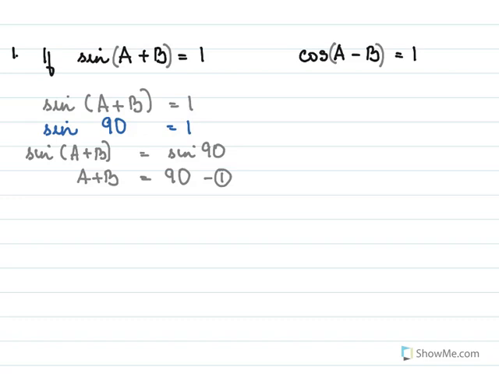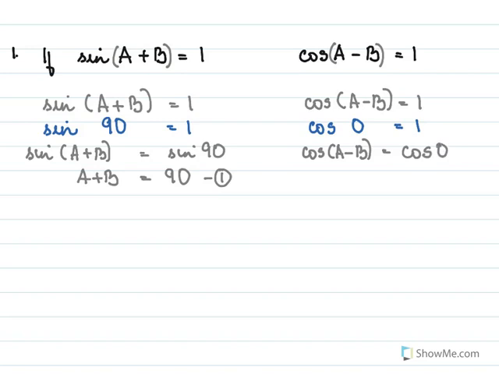Now we go to the next one. Here it's given cos of a minus b equal to 1. Now if you go up to your table, you will find out that cos of 0 is equal to 1. And on comparing both these equations, we can say cos of a minus b equal to 1, which is also equal to cos of 0. So a minus b must be equal to 0, my equation 2.